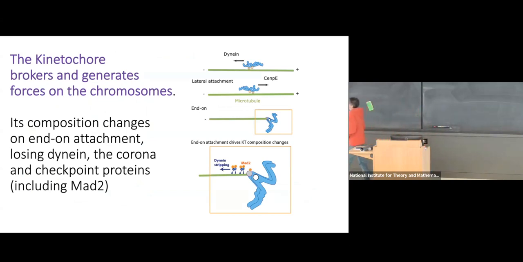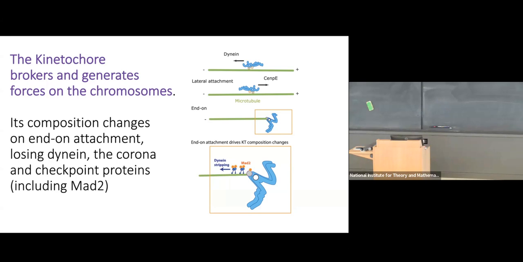So the kinetochore, this macromolecular complex, brokers and generates forces, but it also changes composition. A key event is end-on attachment. When end-on attachment happens, dynein leaves. So it's sitting on the kinetochore pre-attachment, able to do this lateral attachment. You get end-on attachment, dynein leaves, it strips, takes cargo with it, and it takes the checkpoint proteins.